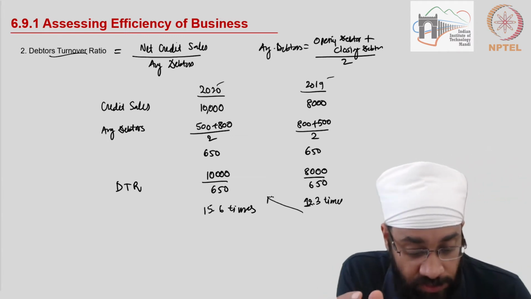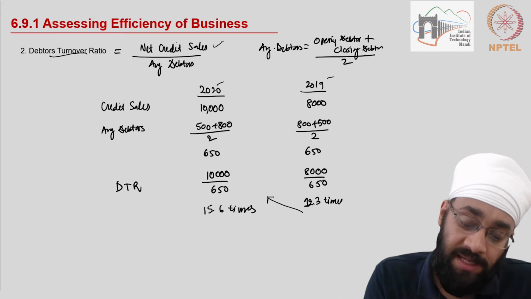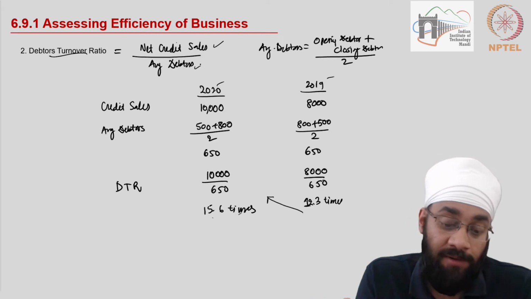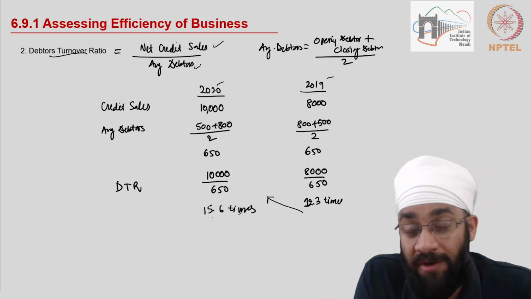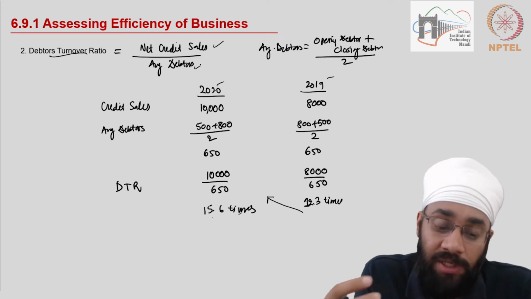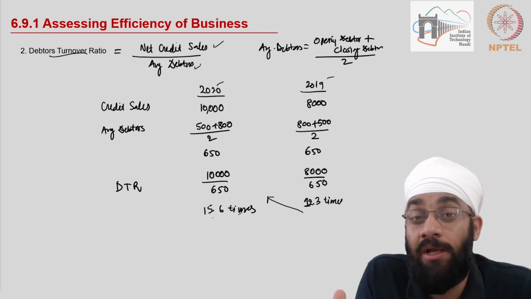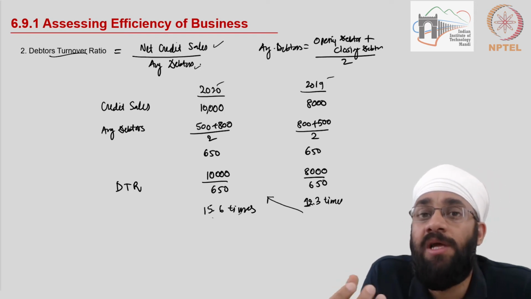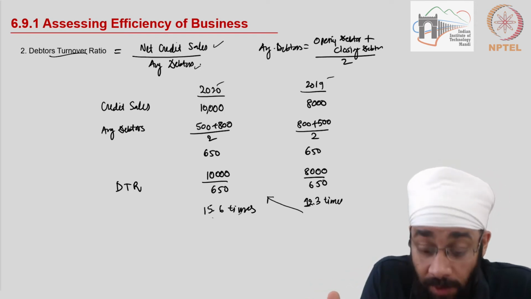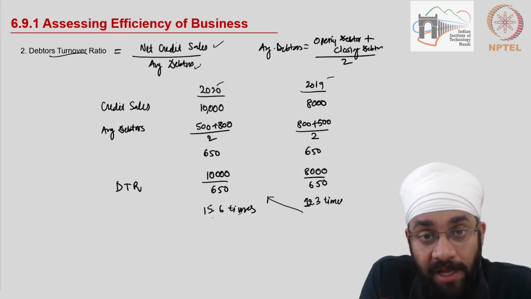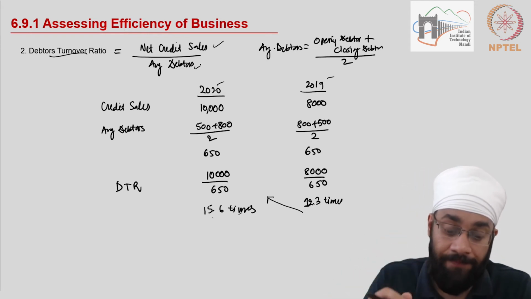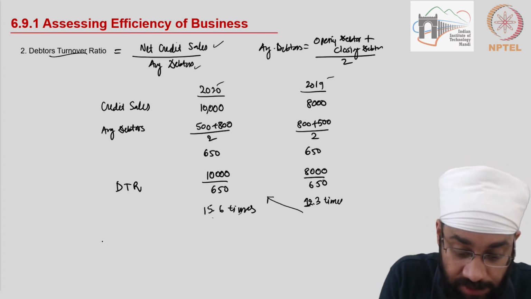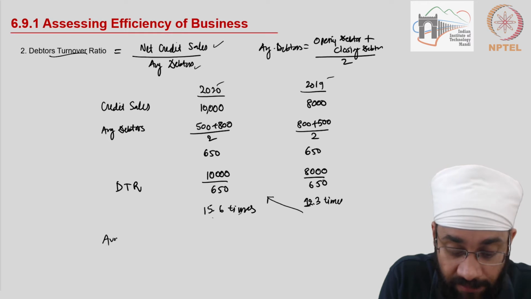Now, how do you interpret this ratio? This means that your credit sales are 15.6 times the average debtors. So you give some credit to the customers, and whatever money is outstanding to be recovered from the customers, your sales are 15.6 times that. Again, you want this number to be as high as possible, with the caveat that you have to look at the competitors as well.